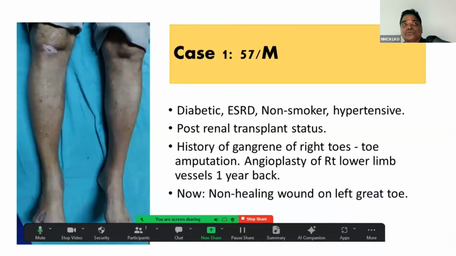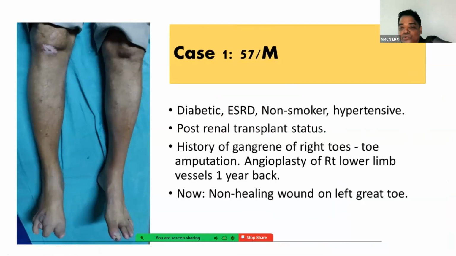So now I'm just going to show you some cases that we've encountered here. This is a case of a 57-year-old male with diabetic foot. He had end-stage renal disease, non-smoker, hypertensive, post-renal transplant, and a history of amputation. He had gangrene of the right toes. If you see his right toes, you'll be able to see that he's got loss of a few toes. He had a history of gangrene of the right toes, for which he underwent amputation a year ago. And he also had angioplasty done after the amputation.